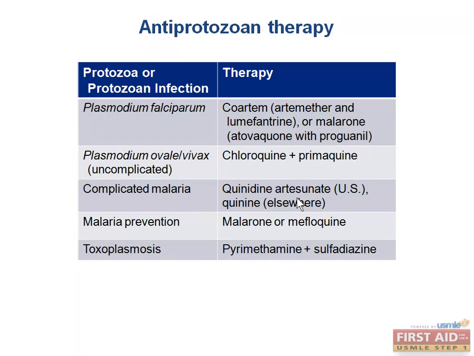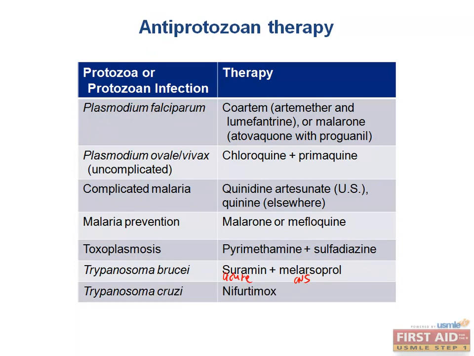For toxoplasmosis, use pyrimethamine plus sulfadiazine. For Trypanosoma brucei, use suramin for the acute blood stage and add melarsoprol for the CNS stage. In Trypanosoma cruzi, use nifurtimox. And finally, for leishmaniasis, treat with sodium stibogluconate.